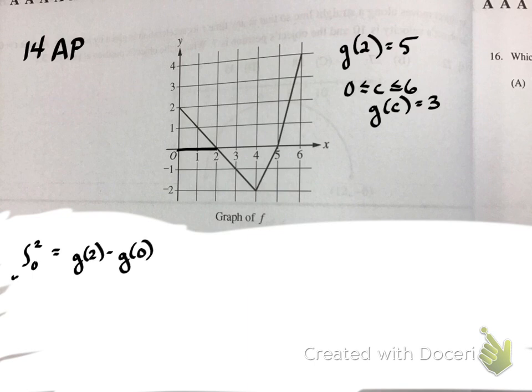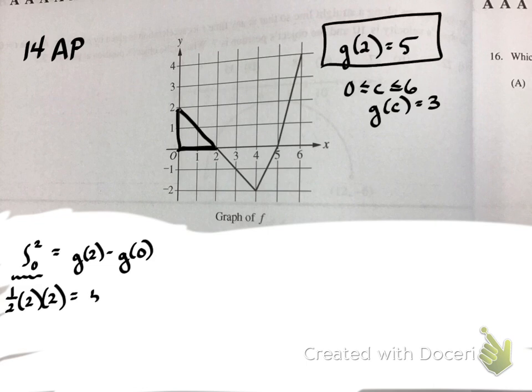And for this side here, I would find the area between 0 to 2, which is this rectangle with this triangle. So it's 1/2 base times height. G of 2, they told us, was 5. And I don't know g of 0, but I can get g of 0 by itself. What if we move g of 0 over here, and we moved this 1/2 of 2 times 2? 1/2 of 2 is 1, so that's 2. So g of 0 is 3.